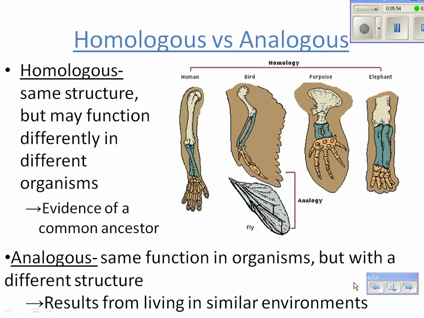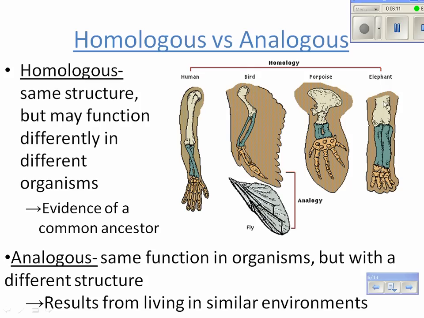Alright, so now some vocabulary. There's 3 different structures that you need to know. First two are homologous and analogous. Homologous structures are the ones that have the same structure. So that's going to be these ones in brown.